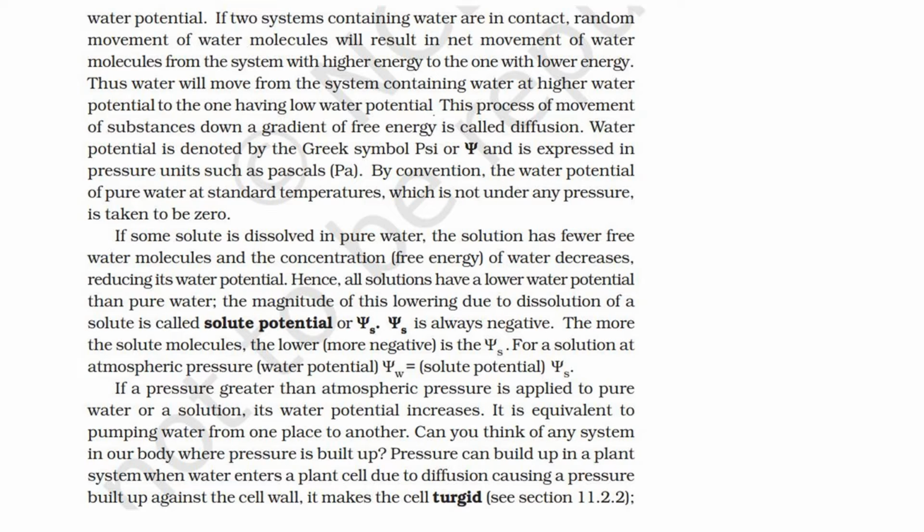If 2 systems containing water are in contact, random movement of water molecules will result in net movement of water molecules from the system with higher energy to the one with lower energy. Thus water will move from the system containing water at higher water potential to the one having low water potential. This process of movement of substances down a gradient of free energy is called diffusion.